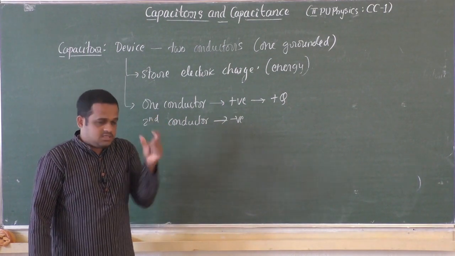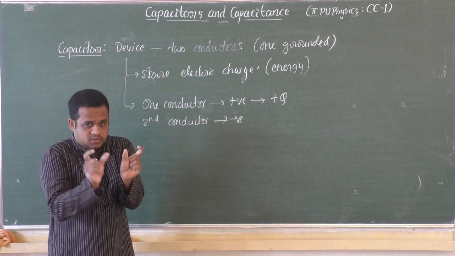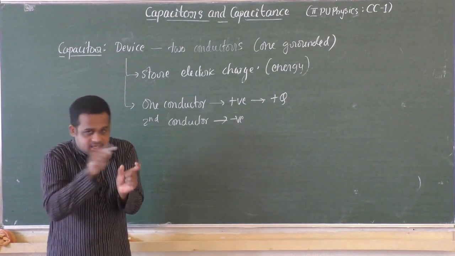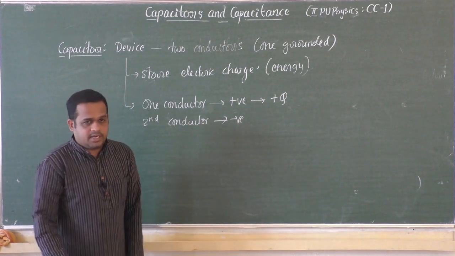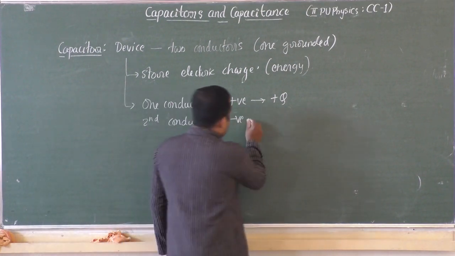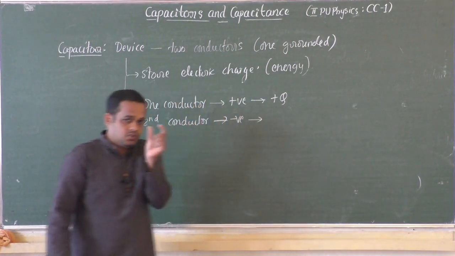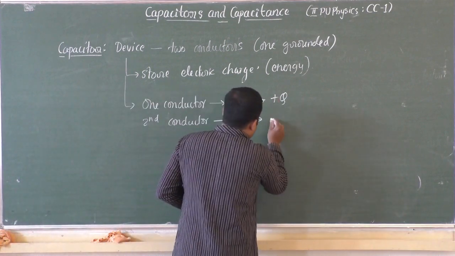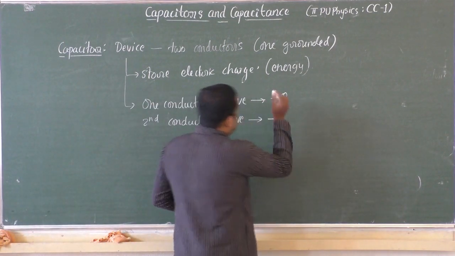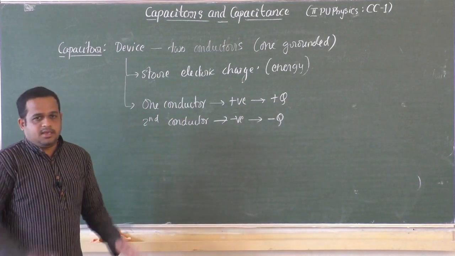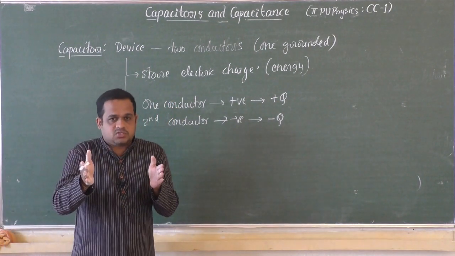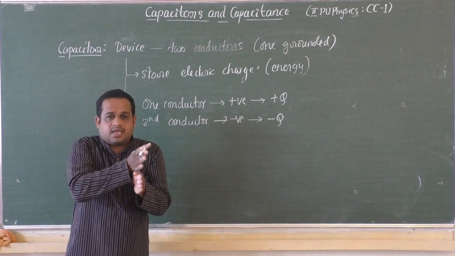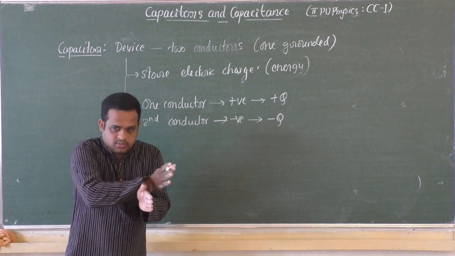What about the magnitude of charge? In case of a capacitor, when you place two conductors together, one charged and another uncharged, charging by induction takes place. Therefore, the amount of charge stored in the second conductor, magnitude wise, will be the same, but polarity is different, so minus q. In parallel plates, if one plate consists of plus 2 coulomb, then the second plate will have minus 2 coulomb charge.